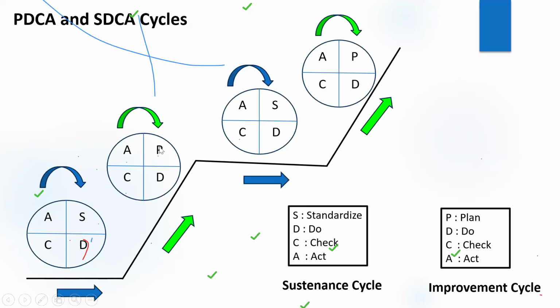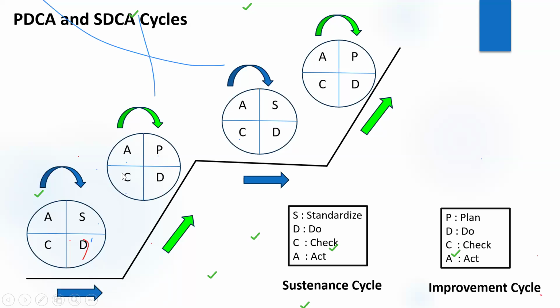So I am making an action plan on paper. So these actions I will take. That is called as plan. Then D stands for do. Now you need to implement those actions. What you have planned, what you have written on paper, you need to implement. That is called as D.